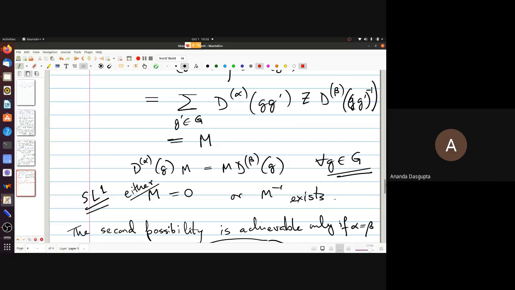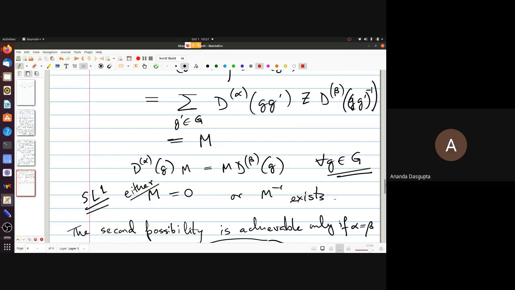Okay, so that's not even labeled, that's not even counted. Okay, that is my setup. That's how I set up the D alphas. And this implies that M inverse can only exist if alpha and beta are the same.